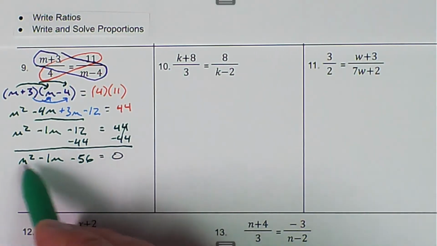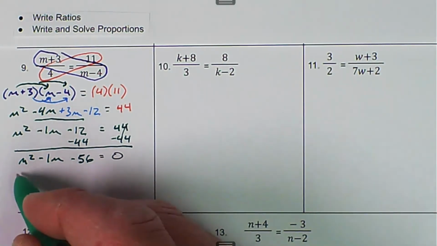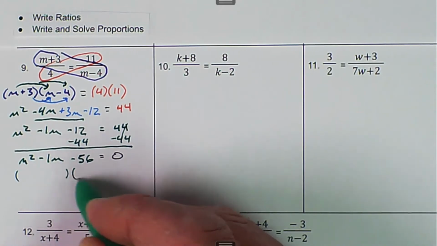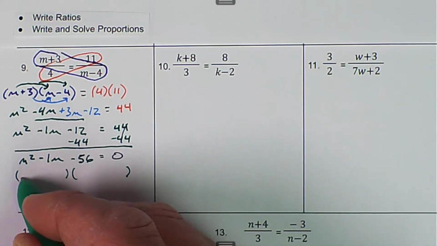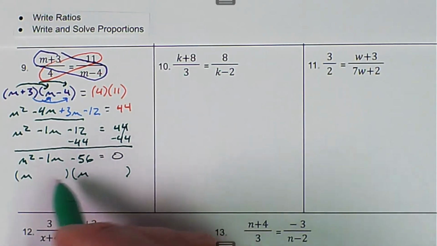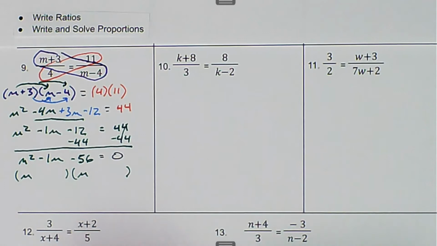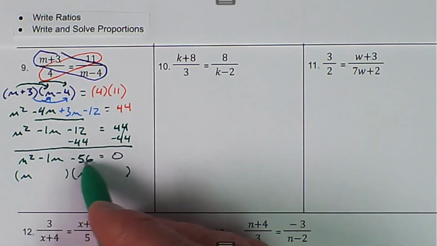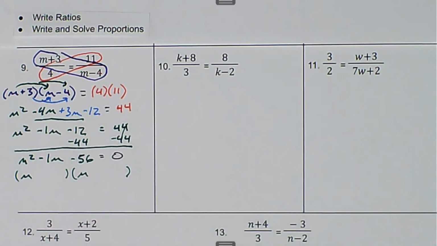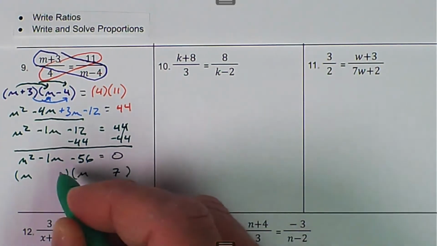Now, when we do our factoring, I always put my two binomial parentheses down. And I know that I have m squared here, so this has to be m times m, because that's the only thing that's going to give m squared. Now I need two numbers that are going to multiply to negative 56 and add to negative 1. Well, two numbers that I know multiply to 56, I'm not going to pay attention to the sign just yet, are 7 and 8.